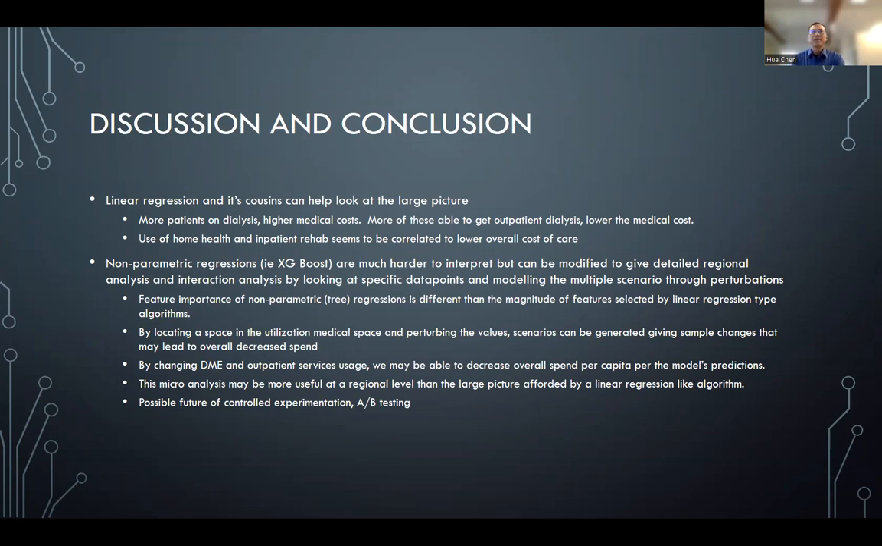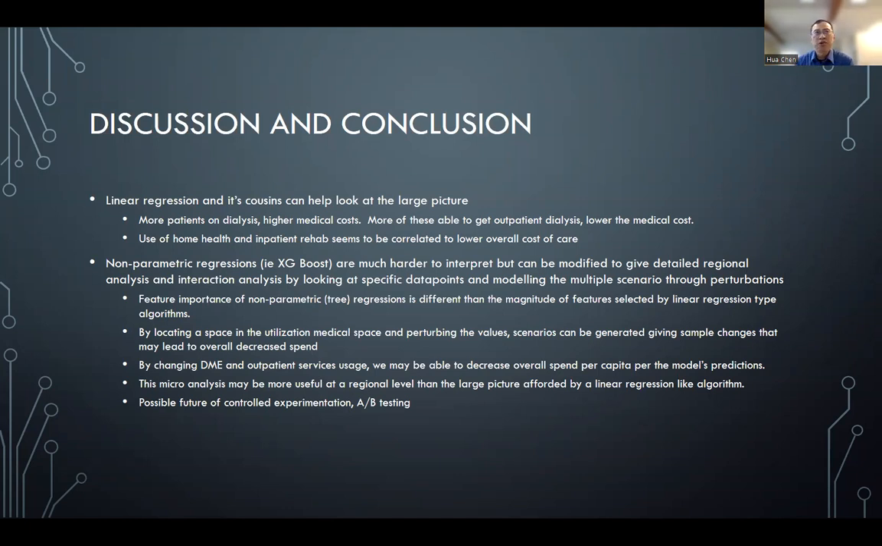All right, so my discussion and conclusion. First of all, linear regression and its cousins can really help to take a look at the larger picture. By looking at the overall cluster, the overall spots on the graphs, you're able to see that there is correlation, and linear regression really gives you a good idea of what things tend to drive up costs and what things tend to drive down costs. But interestingly enough, even though the non-parametric regressions, and specifically XGBoost, are much less interpretable, in a very localized region they give you pretty decent prediction.